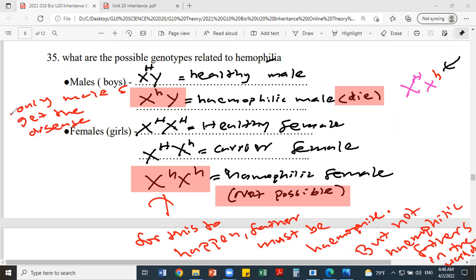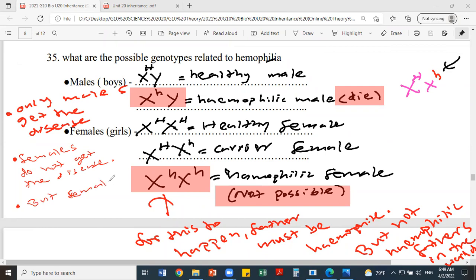Females are the carriers. Females do not get the disease, but they act as carriers. Very important. If you can, write this down using your own words, because textbooks don't explain it like this. Only males get the disease. Females do not get the disease, but they are carriers.